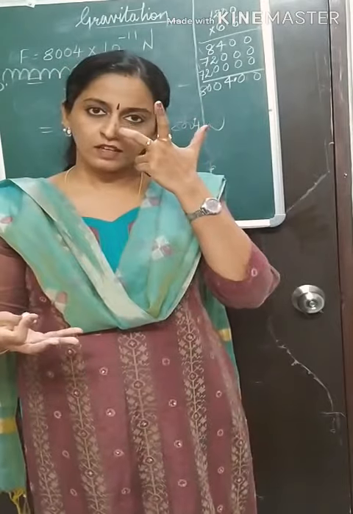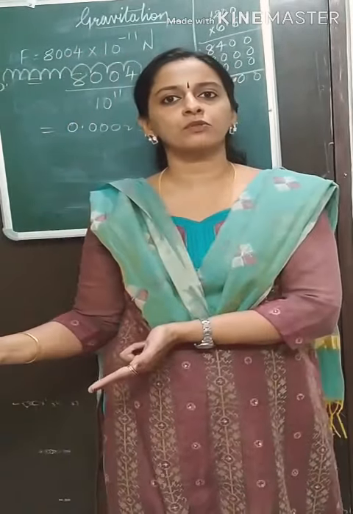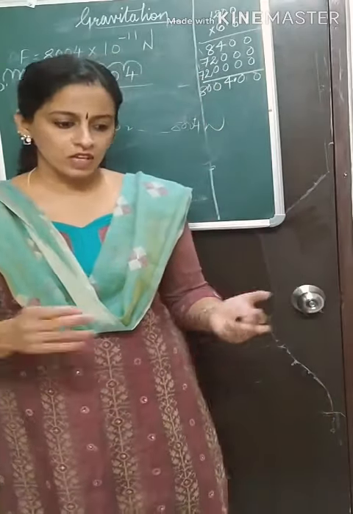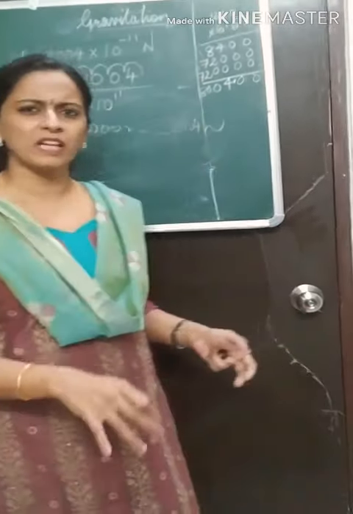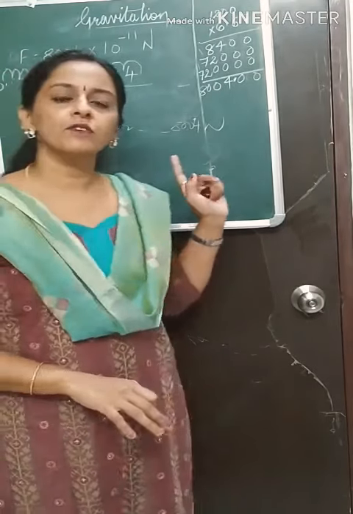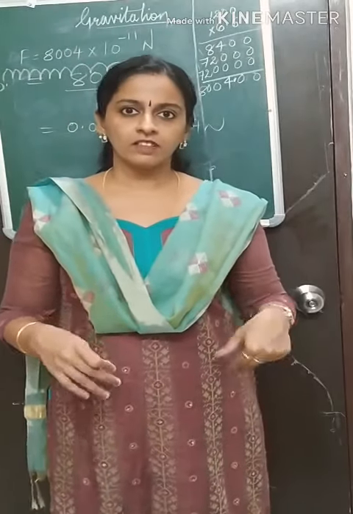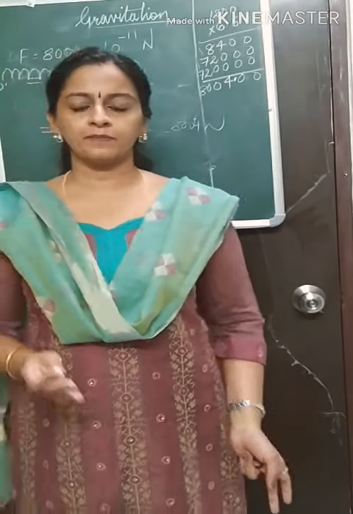So 0.0000 is a very minute number. So we can confirm that is why one boy is not getting attracted towards his friend, because the force exerted by each other is very minute, a very negligible force. So we calculated the force exerted by two friends who are sitting close to each other. Now we'll go for the next example.